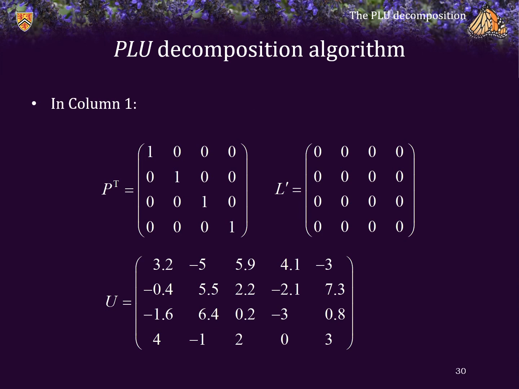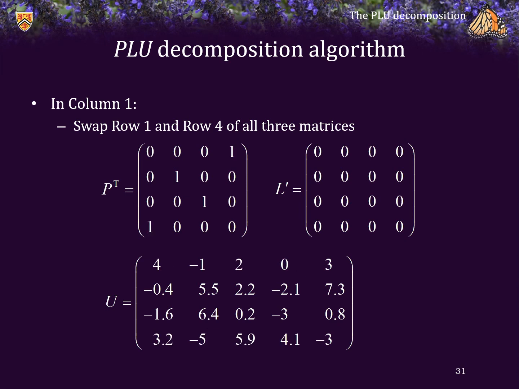All right, we now proceed with Gaussian elimination with partial pivoting. So, looking at the first column of U, we note that we must swap row 1 and row 4. We do this in all three matrices. So now we proceed to add appropriate multiples of row 1 onto rows 2, 3, and 4. So we begin by adding 0.1 times row 1 onto row 2, and we store negative 0.1 in entry 2,1 of the matrix L prime.